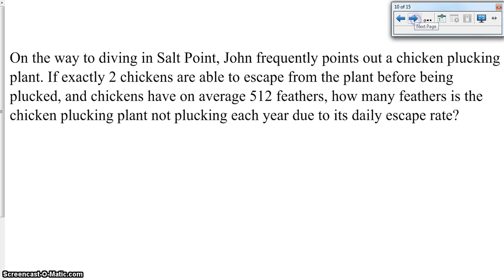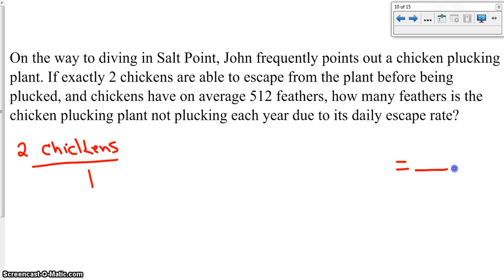Let's try another problem. On the way to diving in Salt Point, John frequently points out a chicken plucking plant. If exactly 2 chickens are to escape from the plant before being plucked, and chickens have on an average 512 feathers, how many feathers is the chicken plucking plant not plucking each year due to its daily escape rate? Oh my goodness. Well, what do you start with? You start with 2 chickens, right? And you want to end up with how many feathers?